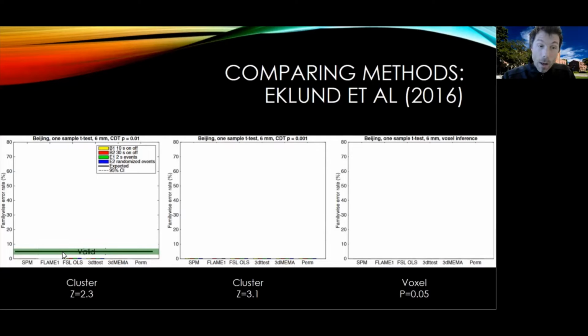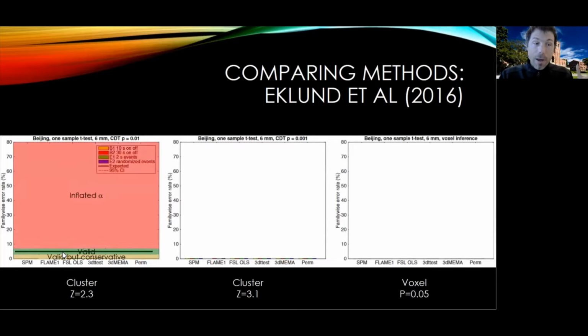If your analysis is below that 95% confidence interval, then it's valid, but it's conservative. On the other hand, if it's anywhere above that, if you have more than the 95% confidence interval around the 5%, then it means you're not controlling properly for your type 1 error, and you have an inflated alpha compared to the nominal 0.05. So how do these different approaches do? And here we use the 6 millimeters smoothing. It's a one sample t-test done on the Beijing dataset. And the cluster determining threshold here is 0.01, which means Z 2.3.